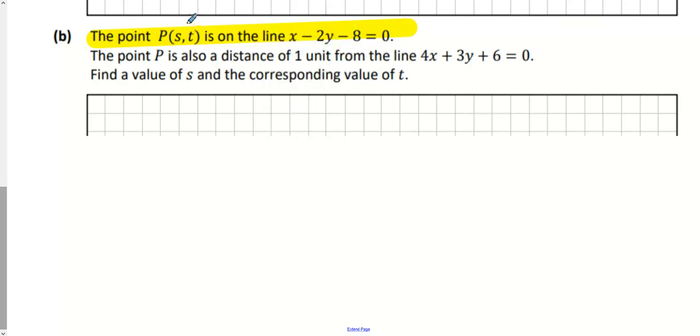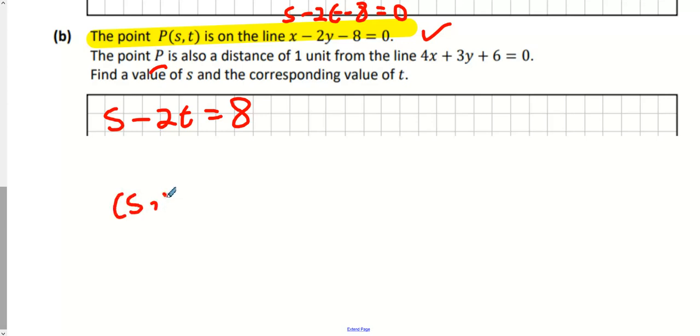This means that when I replace x with s and y with t, it has to balance. So I'm just going to get s minus 2 times t minus 8 equals 0. So quite simply, I'm going to get s minus 2t equals 8 when I move the 8 to the other side. That's one equation done and dusted. The next thing is the point P, which is (s, t). This is a point, and it has a distance of 1 unit from this line. So here's your line, and there's your distance.